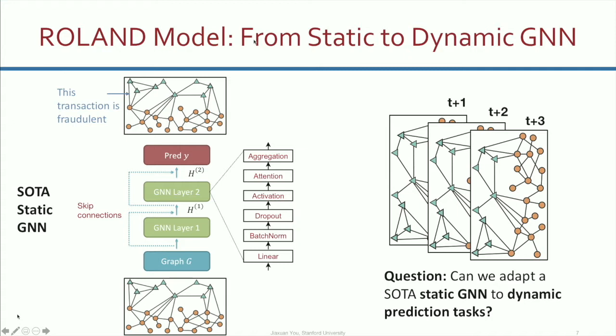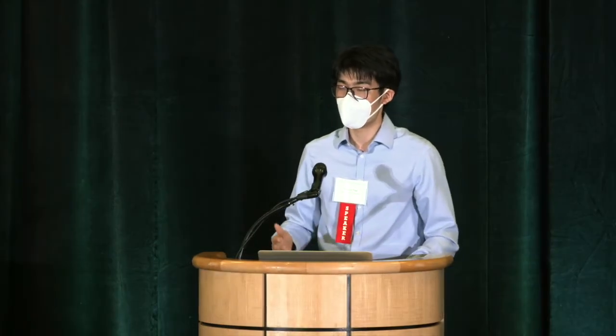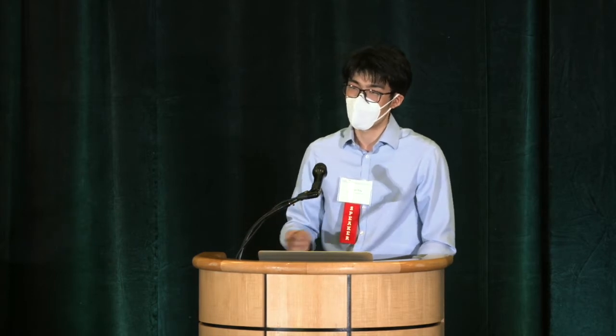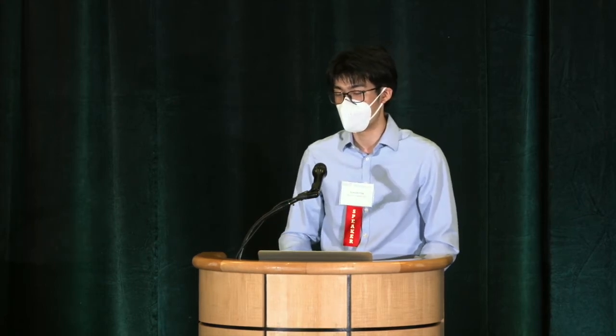In real-world financial networks, however, the problem is that the graph will be dynamic. So you can view a dynamic graph as a sequence of graph snapshots where different snapshots are different. The question here is, can we adapt a state-of-the-art static GNN to these dynamic prediction tasks?